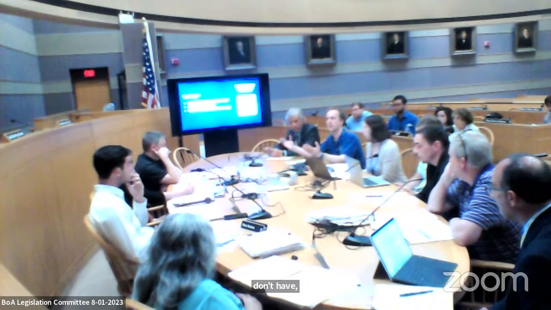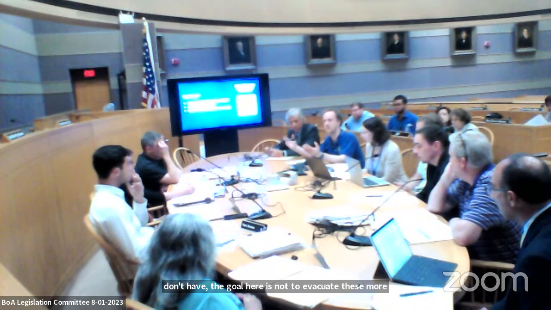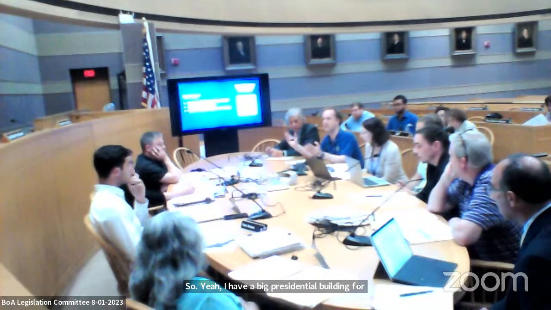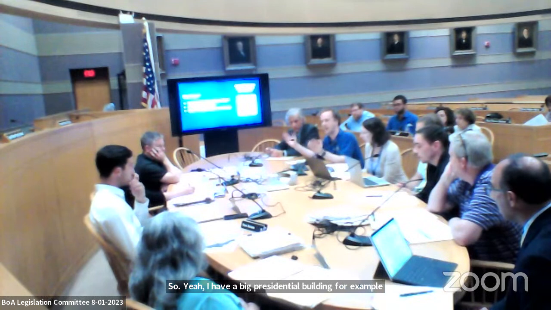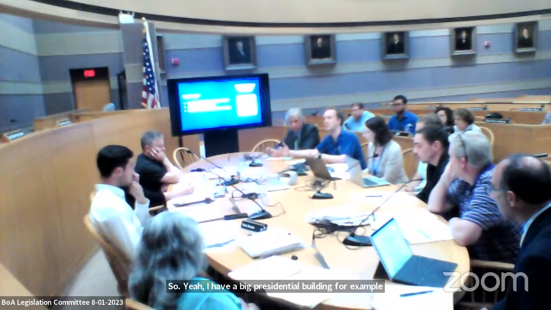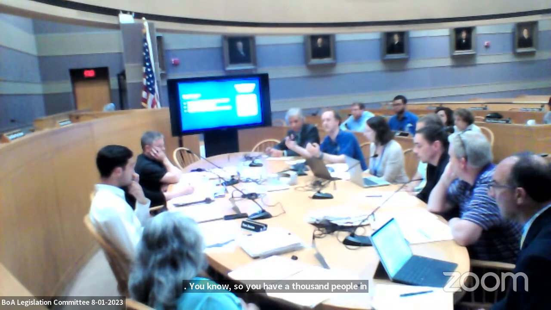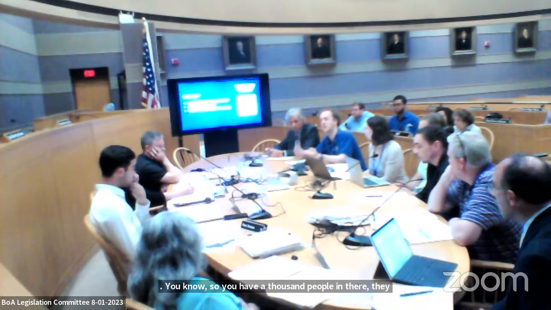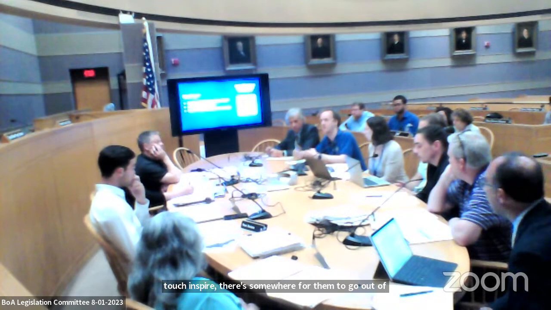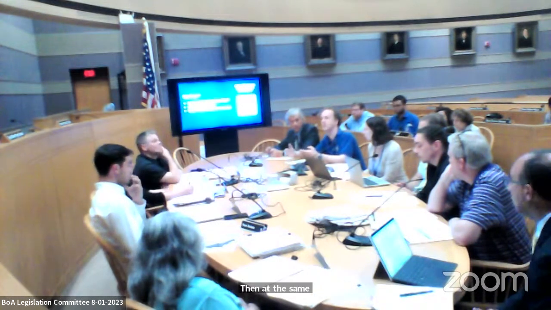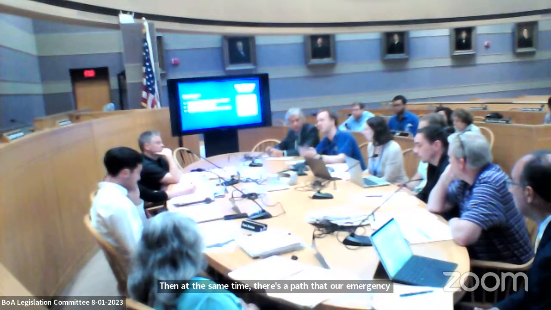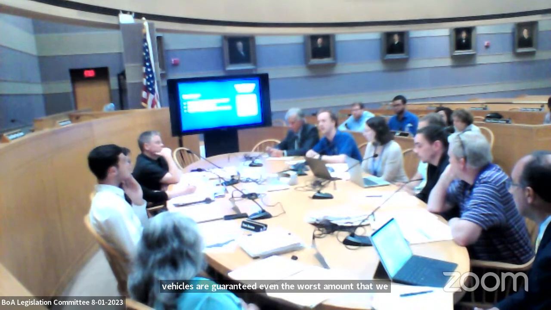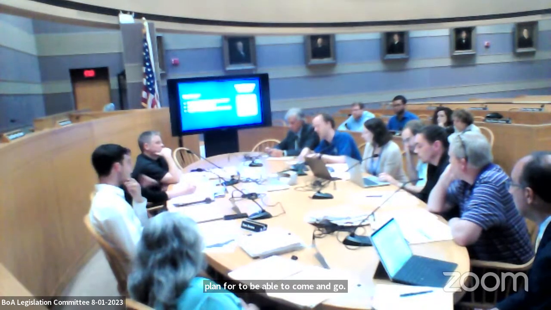So you have a big residential building, for example, say you have 1,000 people in there, it catches fire, there's somewhere for them to go out of the building that is well above our base flood elevation, at base flood plus 2. Then at the same time, there's a path that our emergency vehicles are guaranteed, even in the worst event that we plan for, to be able to come and go from that side. So DEEP comments a fair amount on that.